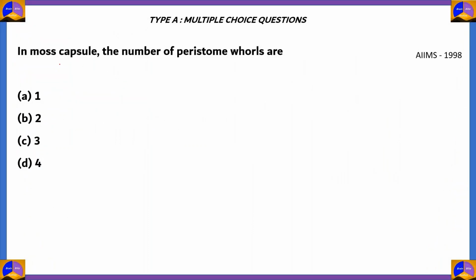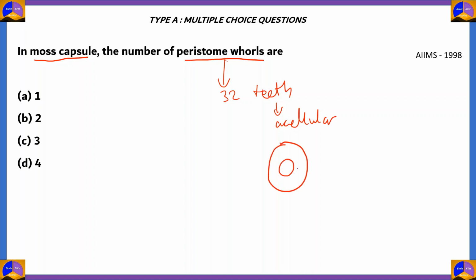Let's look at the next question. In moss capsules, the number of peristome whorls are A. 1, B. 2, C. 3, and D. 4. Now, peristomes usually have 32 teeth, and these teeth are acellular. And so these are arranged in two concentric rings, and each of these rings are known as whorls.